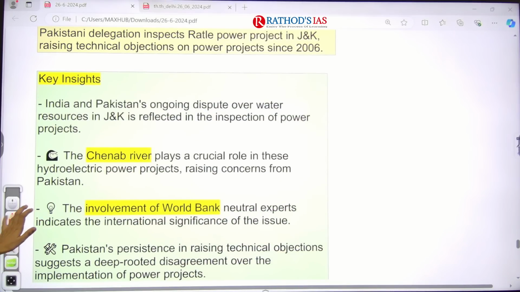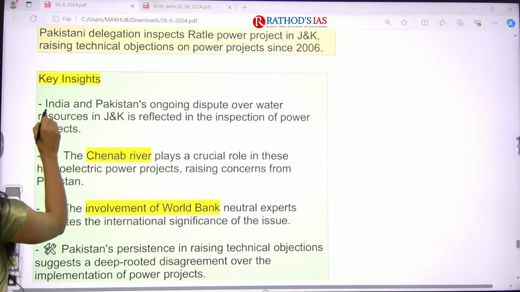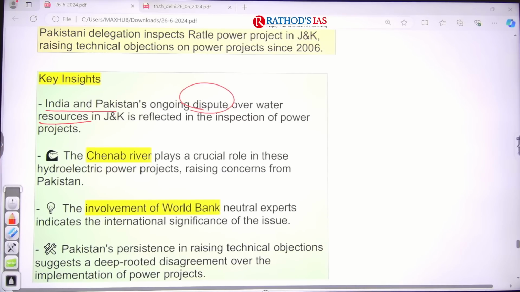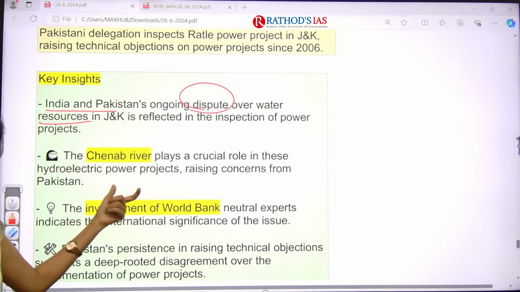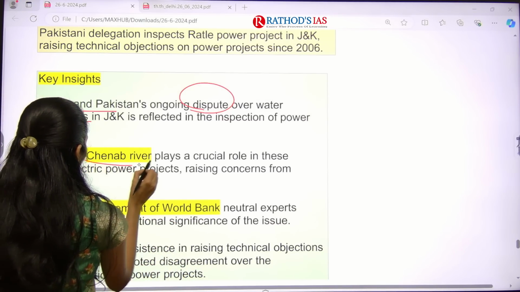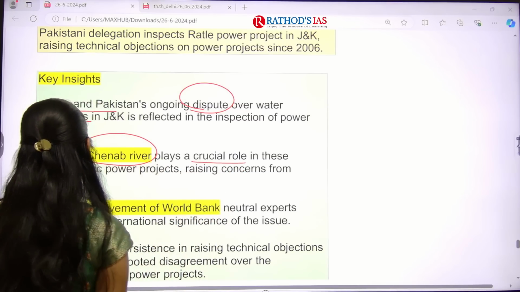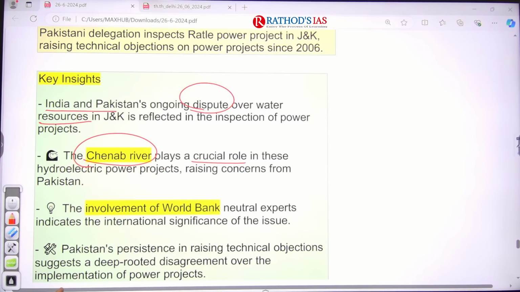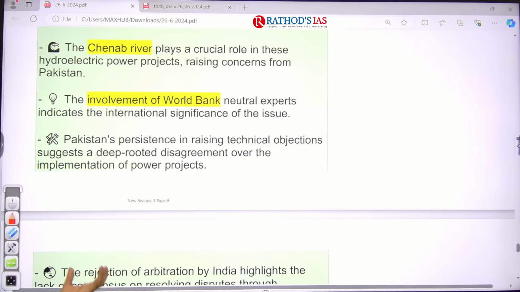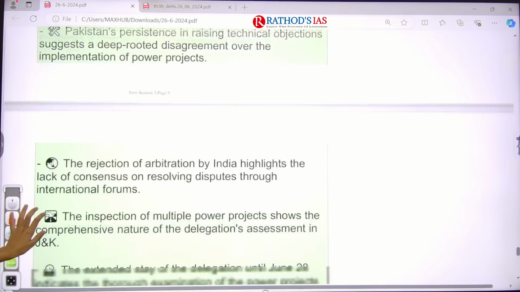So actually the key insight this article gives is that India and Pakistan are having a dispute regarding water resources in Jammu and Kashmir. Especially, they have an issue regarding these power projects. This Chenab River plays a very important role in this hydropower project, so it is one of the concerns between India and Pakistan. The issue between them is the Ratley power project.